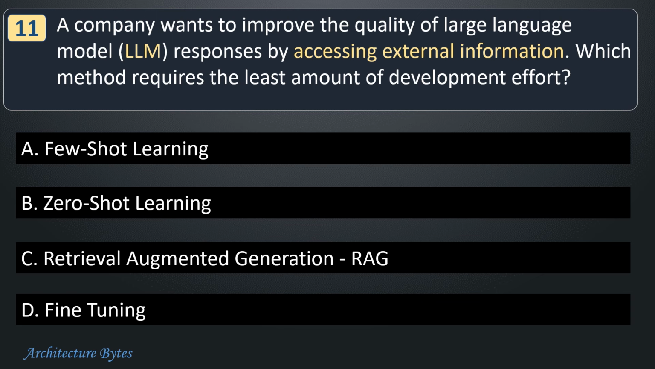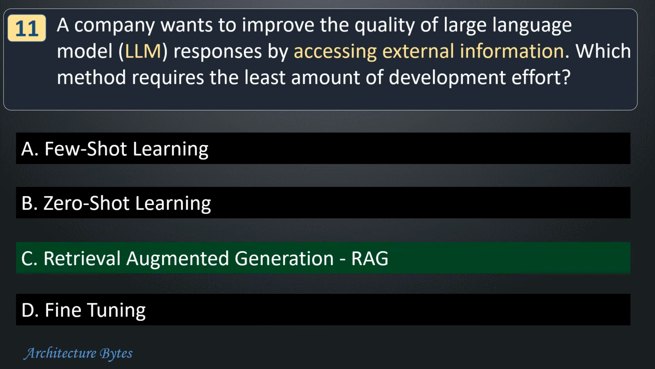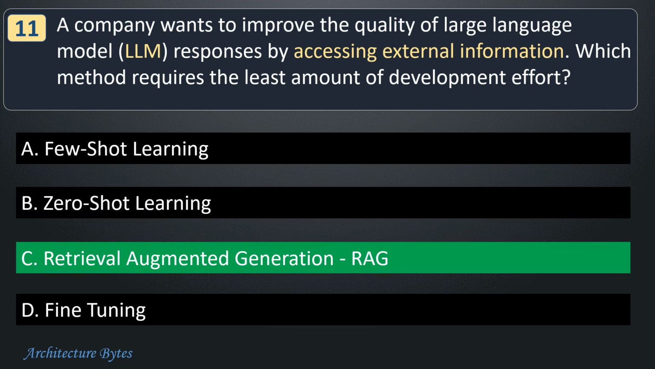A company wants to improve the quality of large language model responses by accessing external information. Which method requires the least amount of development effort? Option A, few-shot learning, B, zero-shot learning, C, retrieval augmented generation or RAG, or D, fine-tuning. Option C, retrieval augmented generation, is the right answer here. It can retrieve and incorporate external information into prompts that are sent to the LLM.